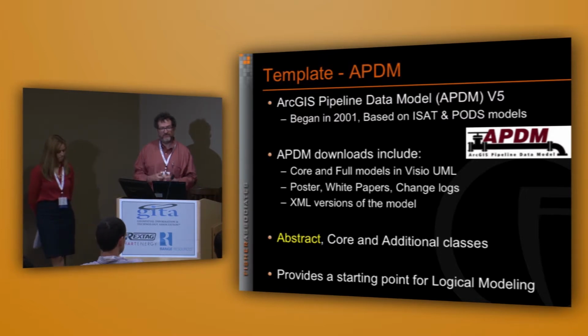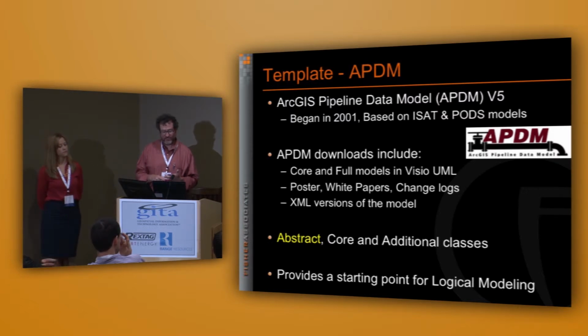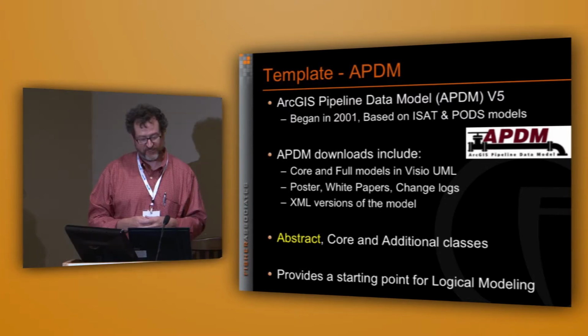This is a CASE modeling tool, computer-aided software engineering. And what it does is it makes it much easier to build your model, update it, and maintain it than if you were to just go into ArcCatalog and type continuously in ArcCatalog. You can also download posters, white papers, and change logs about the model. And you can download XML versions of the model. In an Esri environment, you can take that XML, open up ArcCatalog, and you can spit it directly into a geodatabase, whether that's a personal file or an SDE geodatabase. And those are the templates, either the core or the full versions of the model.